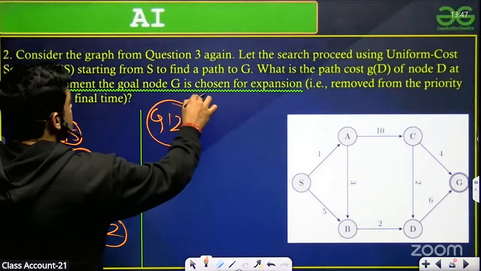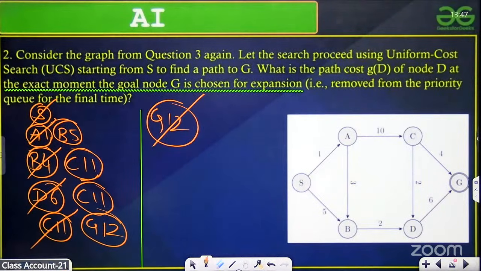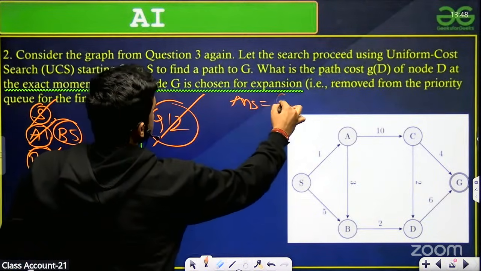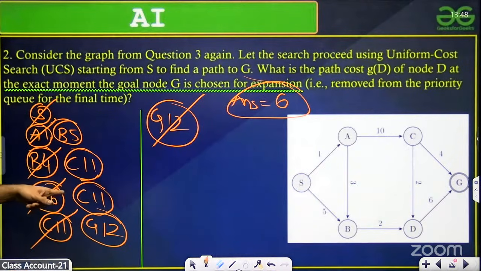So when G12 is chosen for expansion, at that moment, what is the cost at D? That is 6. When it has been chosen for expansion, at what cost can I reach D? I can reach D at a cost of 6. So the answer would be 6 here.